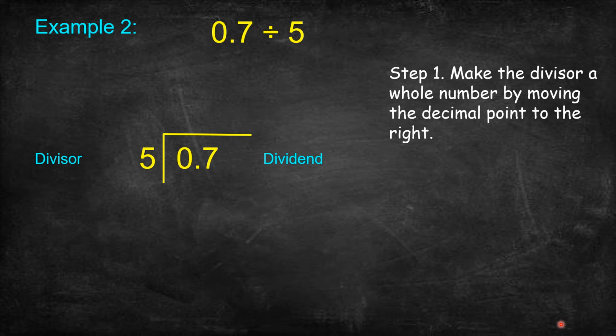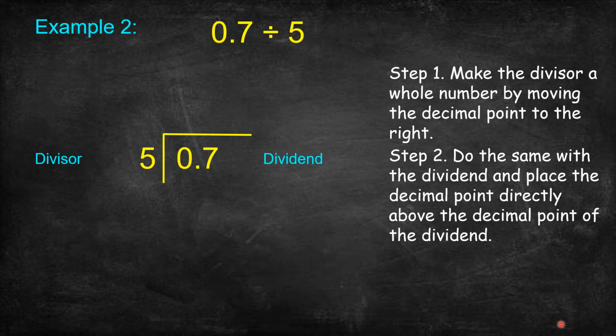So for our step number 1, make the divisor a whole number by moving the decimal point to the right. But look at our given. Since yung ating divisor is already a whole number, hindi na natin kailangan na mag-move ng decimal point kasi naka-whole number na siya. So pwede na tayo mag-proceed with step number 2.